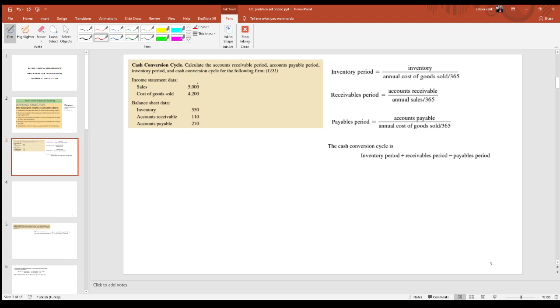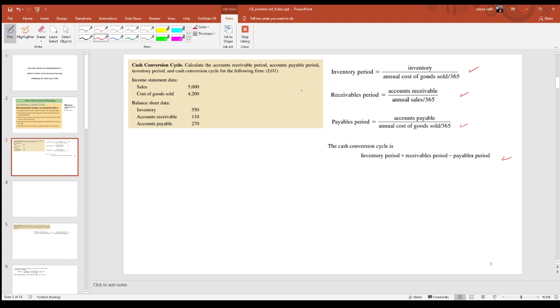The problem is to calculate the accounts receivable period, accounts payable period, inventory period, and cash conversion cycle for the following firm. So here we have data and I provide the equation for each period. So let's solve it.